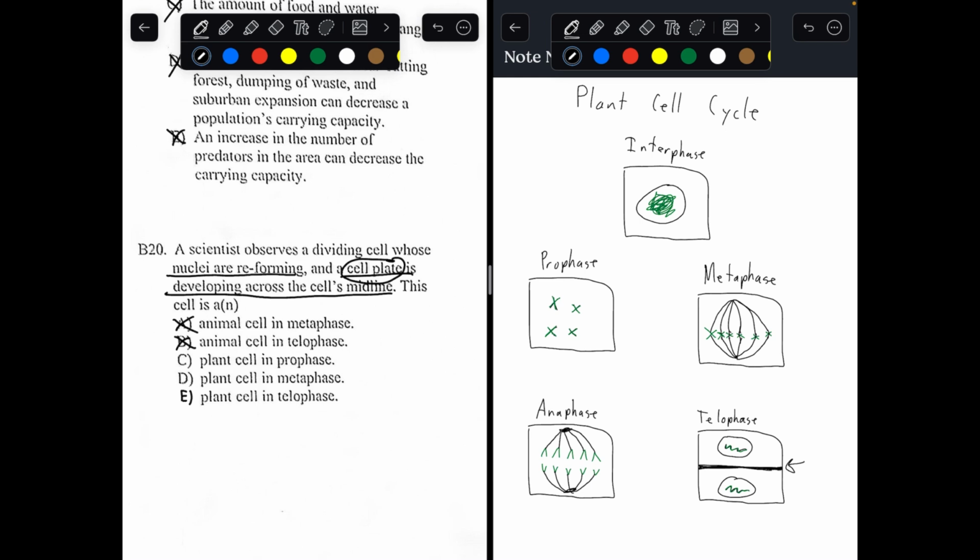As for C, D, and E, we know the nuclei are reforming. If you remember your cell cycle, what phase is it when the nuclei are starting to reform again? We know it disappears in prophase and it reappears in telophase. Additionally, the cell plate developing across the midline happens in telophase. So the answer to this question would be E.